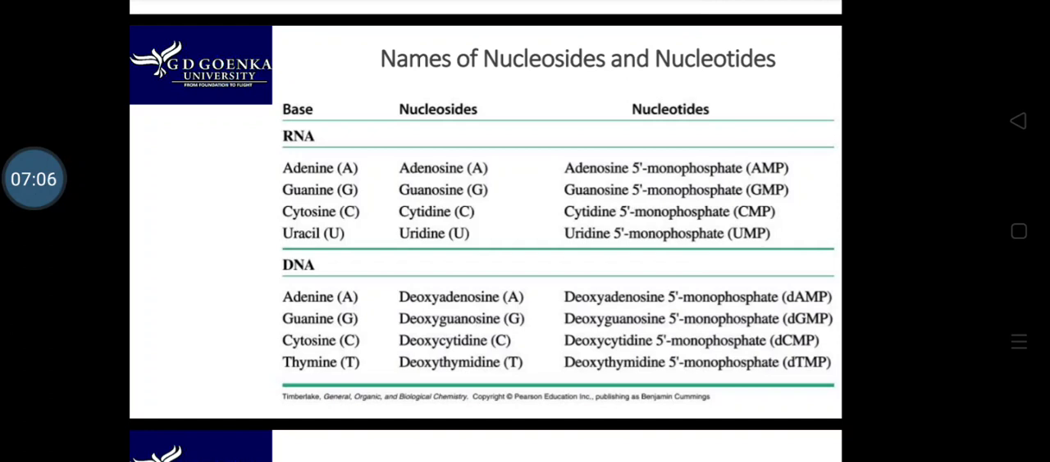Now in the case of DNA, if the base is adenine, the nucleoside made is deoxyadenosine and the nucleotide will be deoxyadenosine 5 prime monophosphate. Here we are seeing that a deoxy prefix is added in the case of DNA nucleosides and nucleotides, because the sugar here is deoxyribose. So that is the only difference.